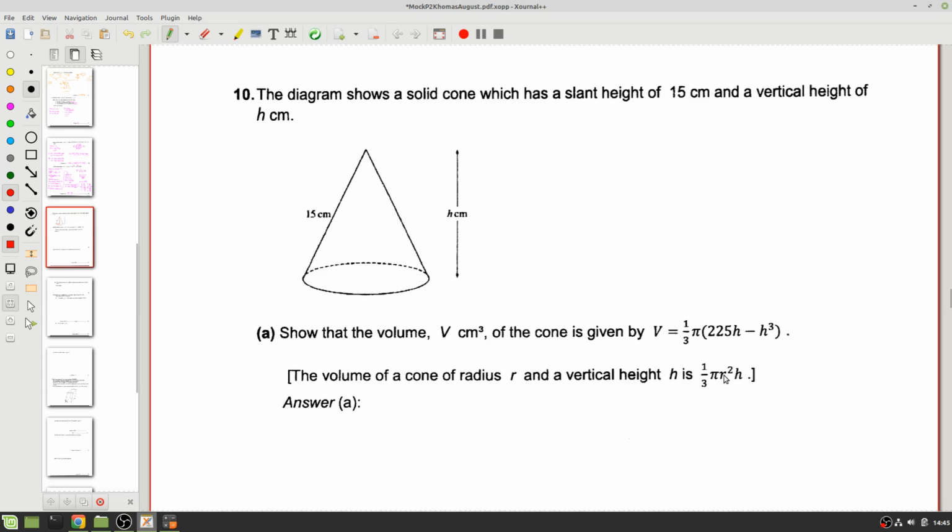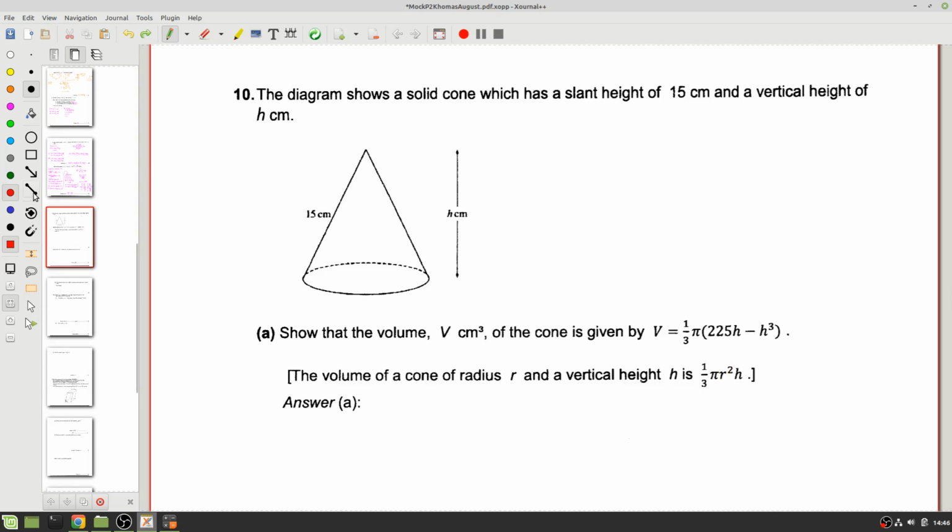Okay, so what we need, we see there's an r, there's a radius here. So what we need to do is find out what this radius is, because we don't get given that. We want to write the radius in terms of height. Okay, so let's see how we can do that.